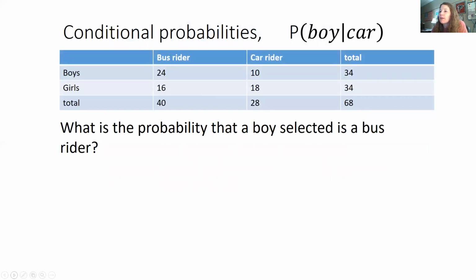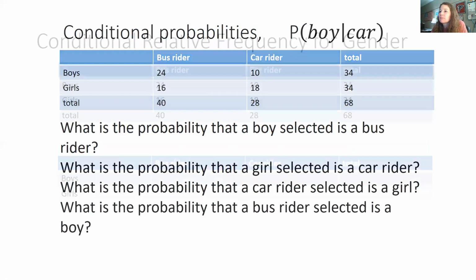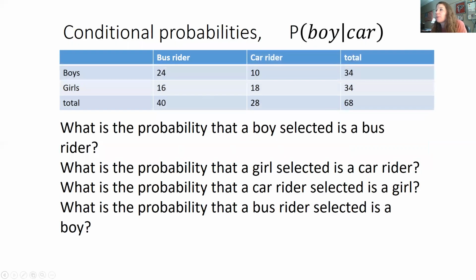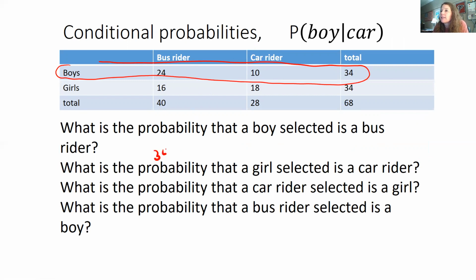All right, so what about these? What is the probability that a boy selected, so we're only talking about boys, is a bus rider? Well, of the boys, there's 24 bus riders. So 24 out of 34 is about 71% of the boys are bus riders. What is the probability that a girl selected, so only girls, we're only talking about girls.